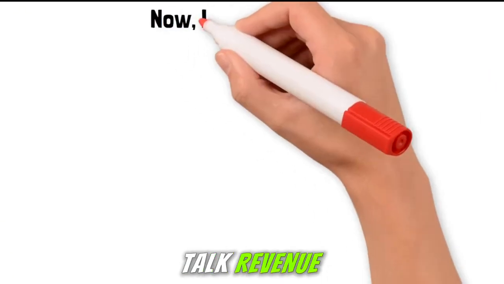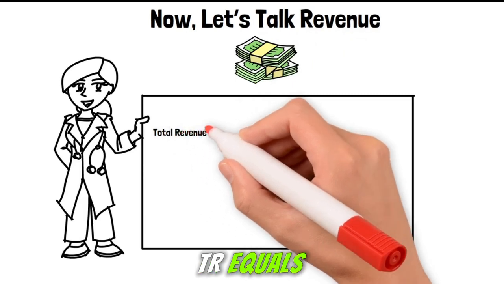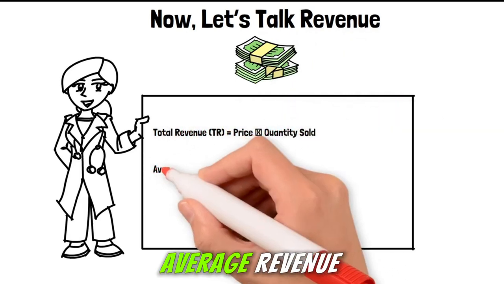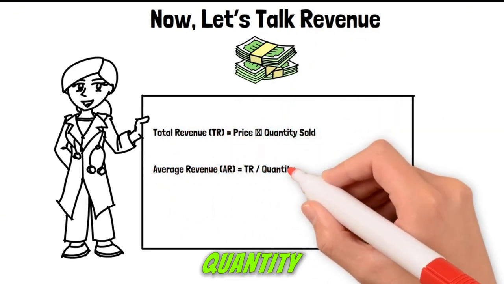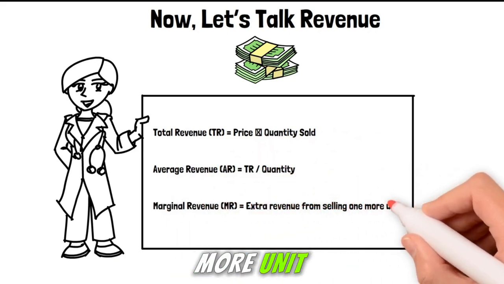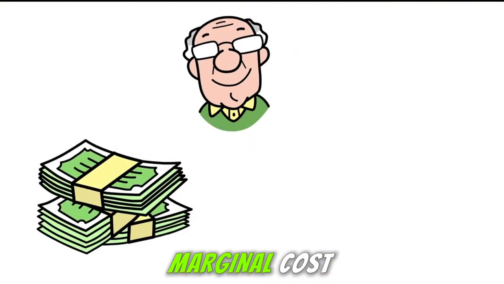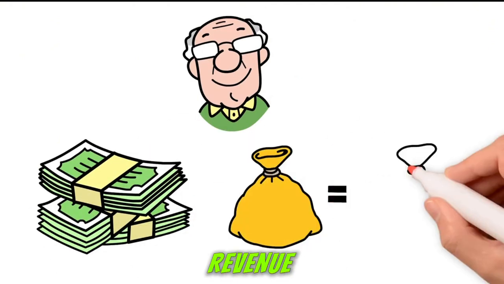Now, let's talk revenue. Revenue is how much money a business earns. Total revenue, TR, equals price times quantity sold. Average revenue equals TR divided by quantity. Marginal revenue equals extra revenue from selling one more unit. The golden rule for producers: profit is maximized when marginal cost equals marginal revenue.